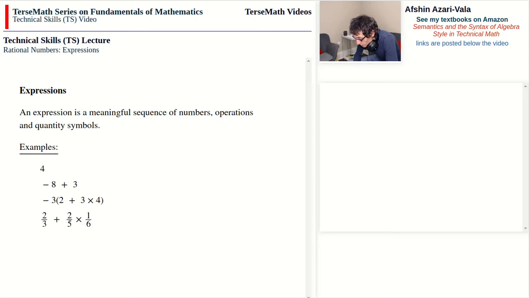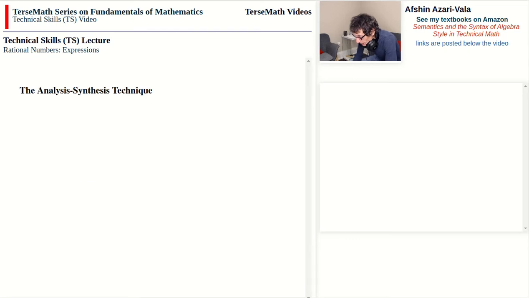And now here's an expression that has rational numbers in it. 2/3 plus 2/5 times 1/6. I did introduce the analysis synthesis technique back in natural numbers when we studied expressions that involved natural numbers, and later on we extended the technique to deal with expressions that have integers in them. And the process or the technique remains unchanged. It's still identical to the one that we had for integers.